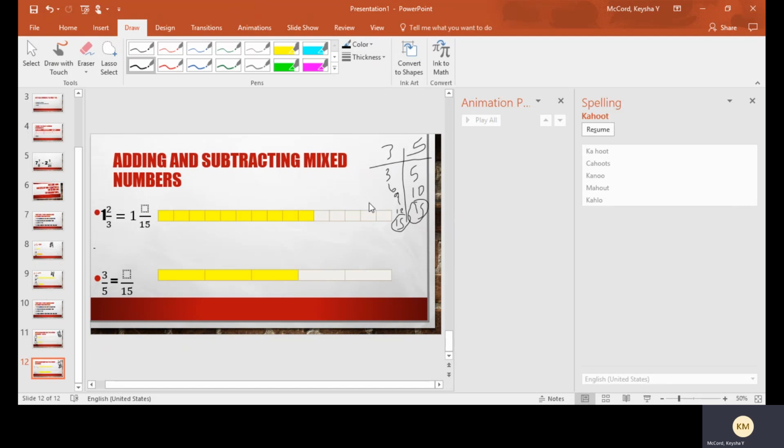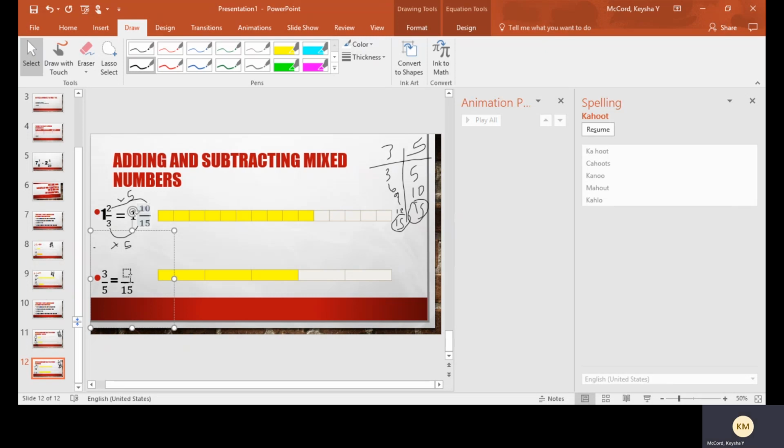Okay, we have 15 pieces. So if you were multiplying, you figured out that 3 times 5 gave you 15. So 2 times 5 should give you what? 10. And if you count, I have 10 pieces that are shaded in yellow. So 1 2/3 is the same as 1 and 10/15.